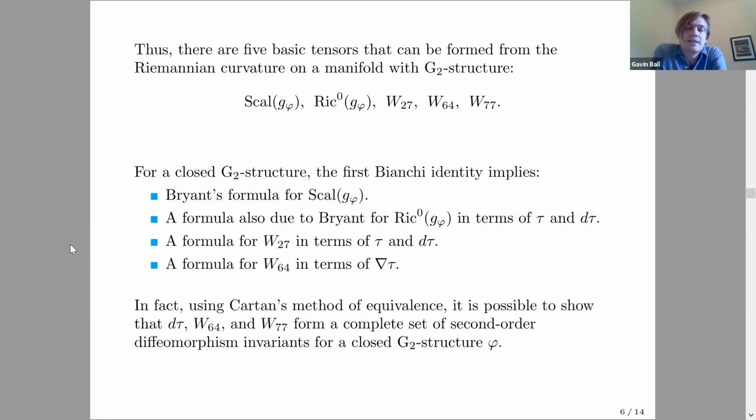Okay, so in fact, you can use Cartan's method of equivalence to show that d tau, this W64 and this W77 form a complete set of second order diffeomorphism invariants for a closed G2 structure phi. So what that means is, if you have some expression that's invariant under the diffeomorphism group of this closed G2 structure that is polynomial in derivatives up to second order, then it's going to be expressed in terms of tau, d tau, W64 and W77.